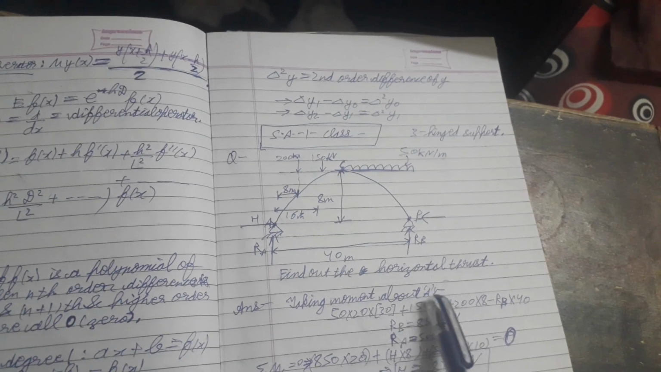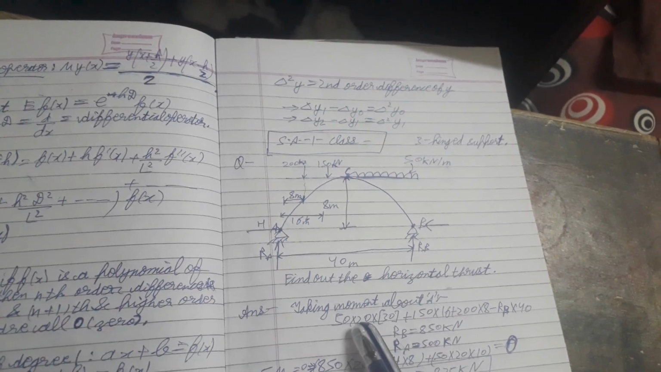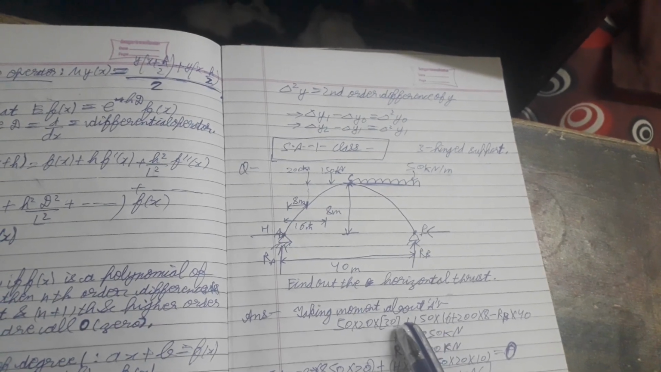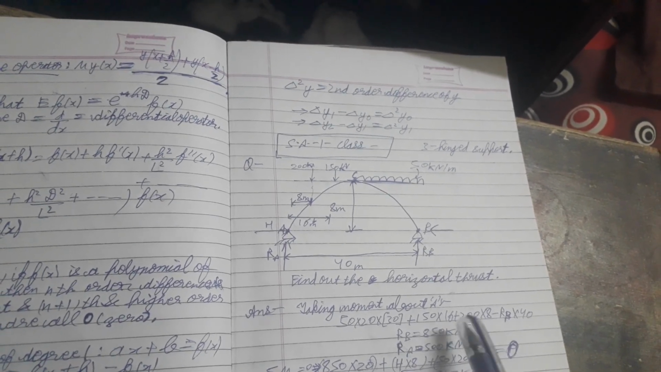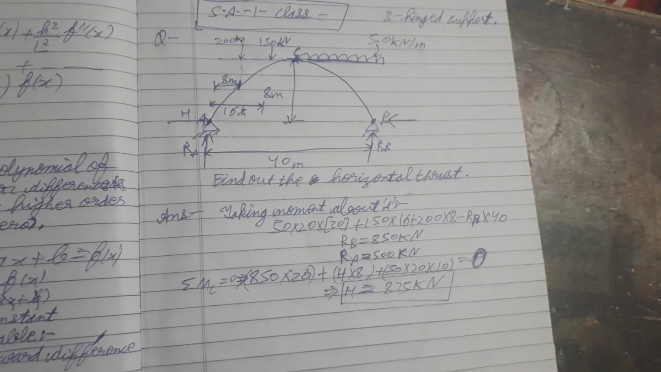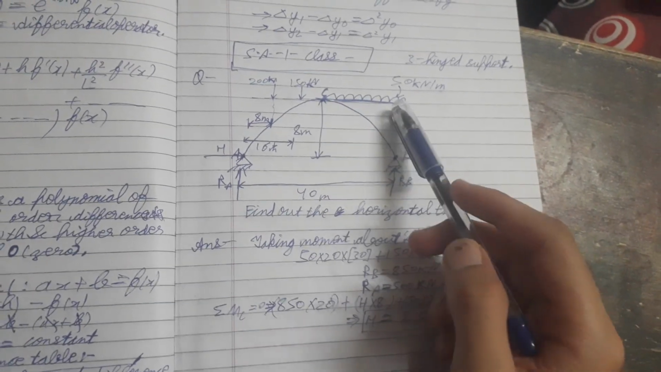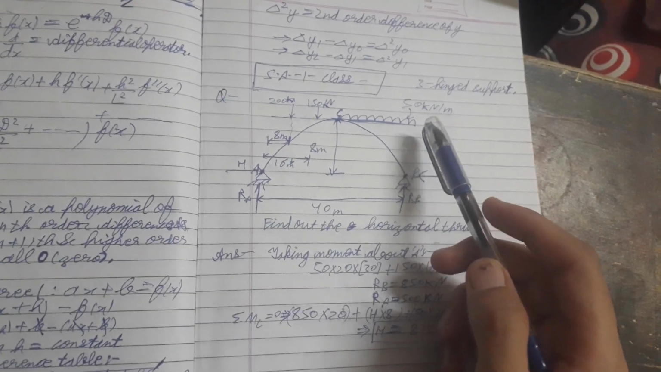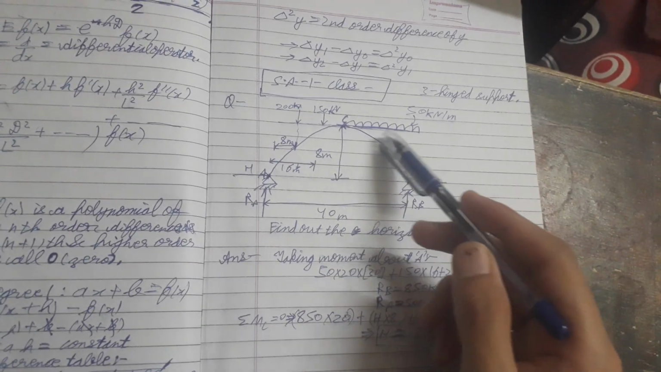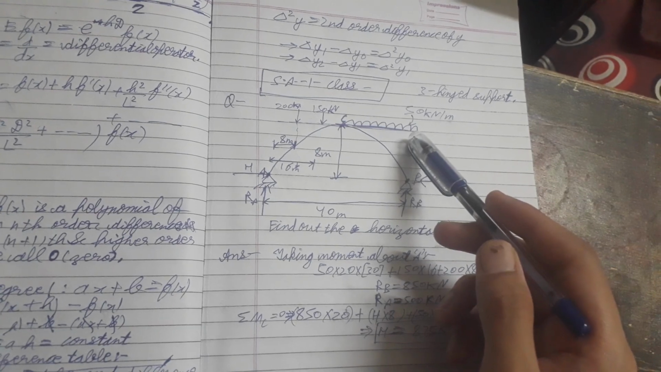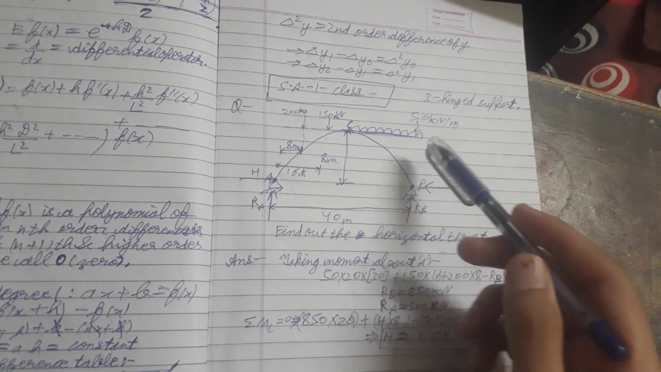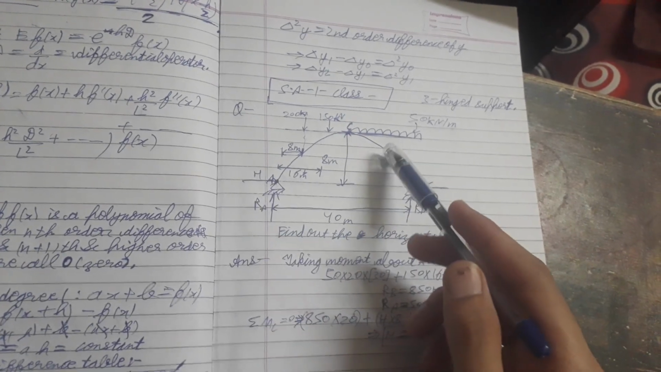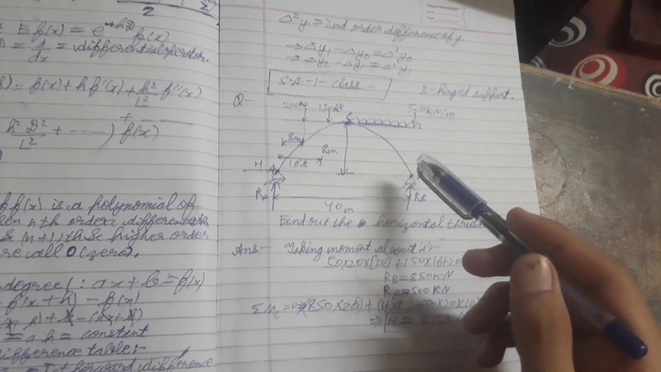Answer. Take moment about A: 50 into 20 into 30. Here, the length of the uniformly distributed load of 50 kN per meter is 20 meter. Then from A to the center point of the 50 kN per meter load, the distance is 30 meter.